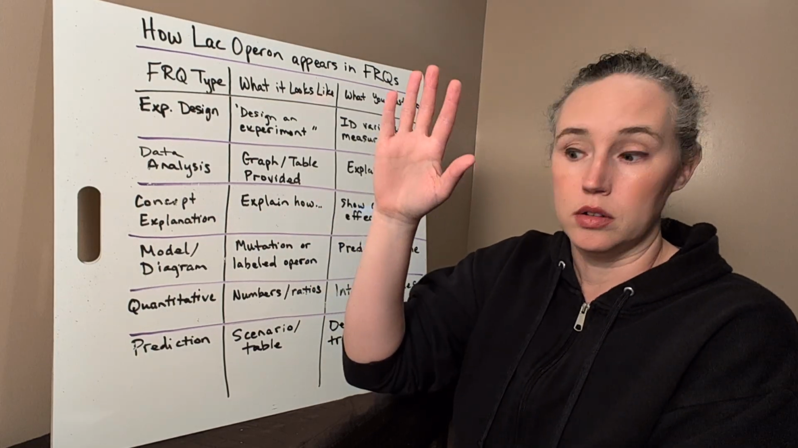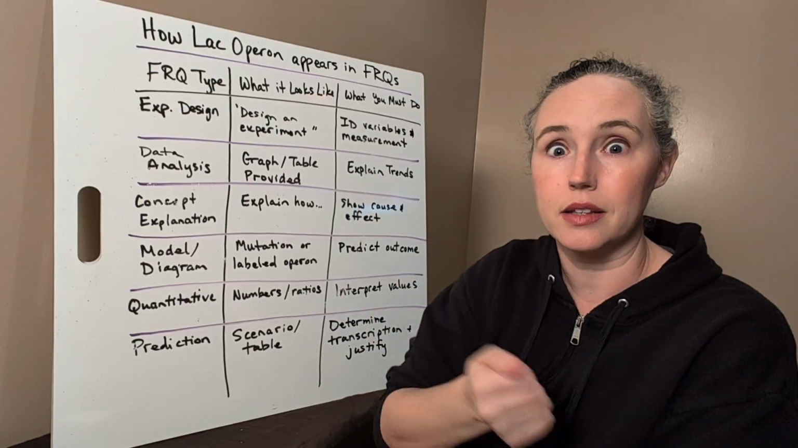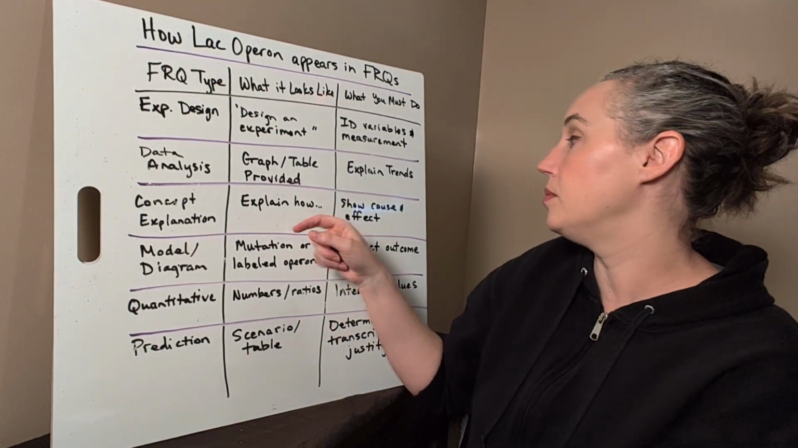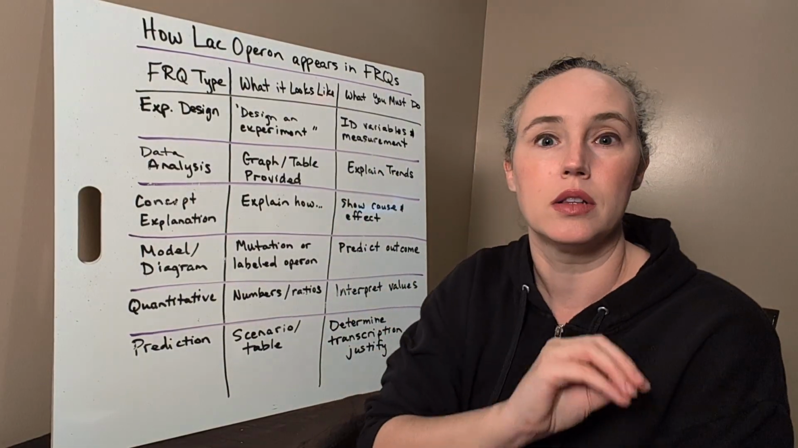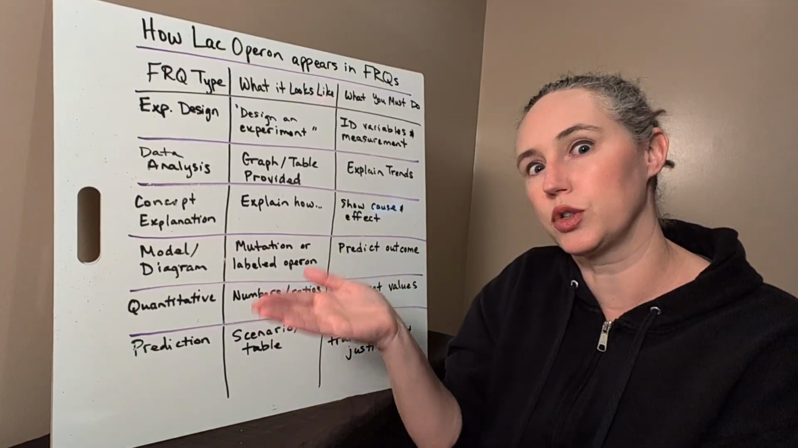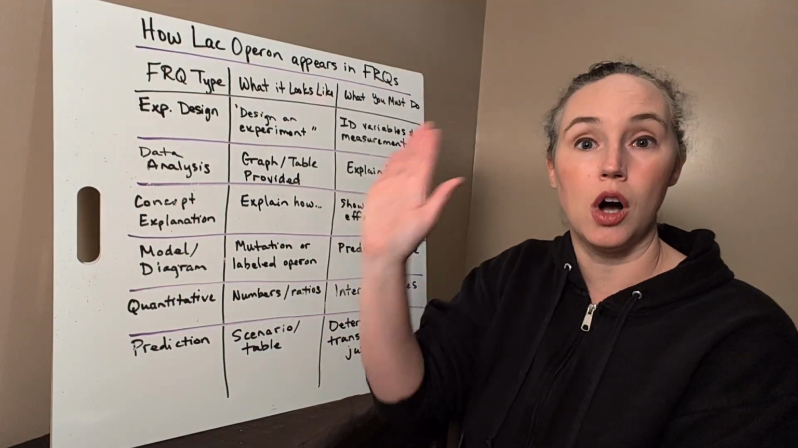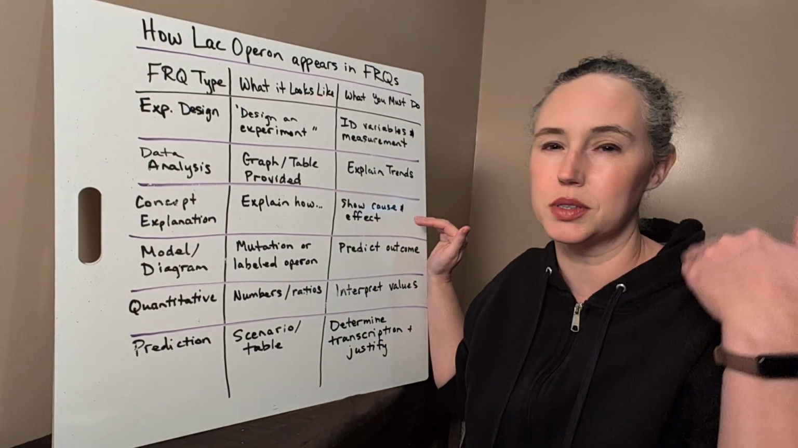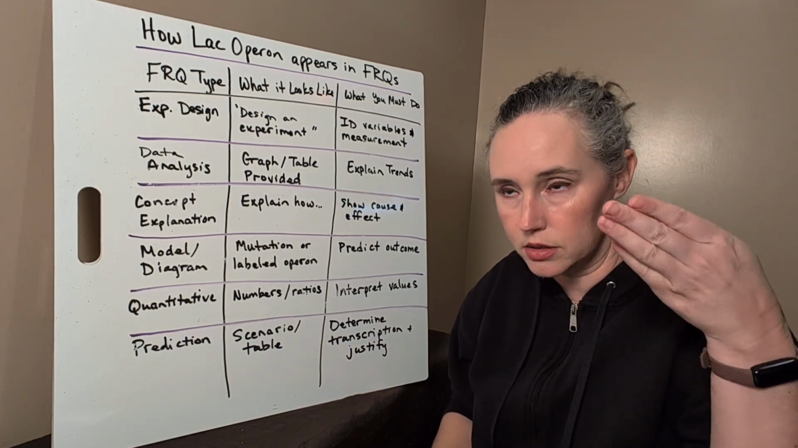So, explain how glucose impacts the activity of the Lac Operon, right? Or how a mutation in the LAC-I gene, which codes for the repressor, impacts transcription in the Lac Operon. So here you've got to show cause and effect. And this is very like, what if something goes wrong? So studying with that question in mind is actually a great way to study.